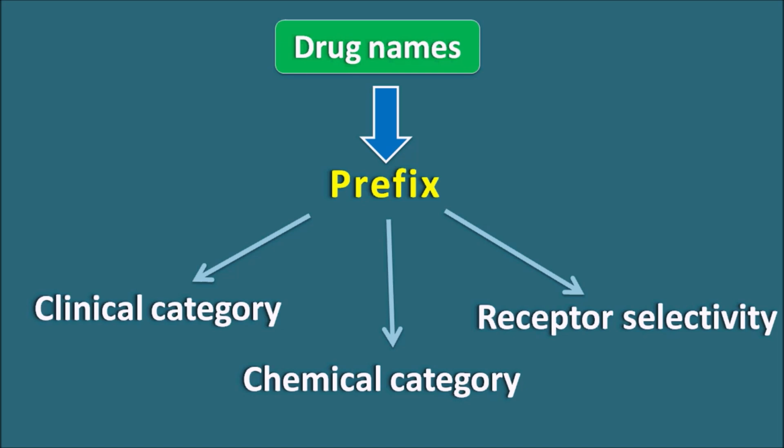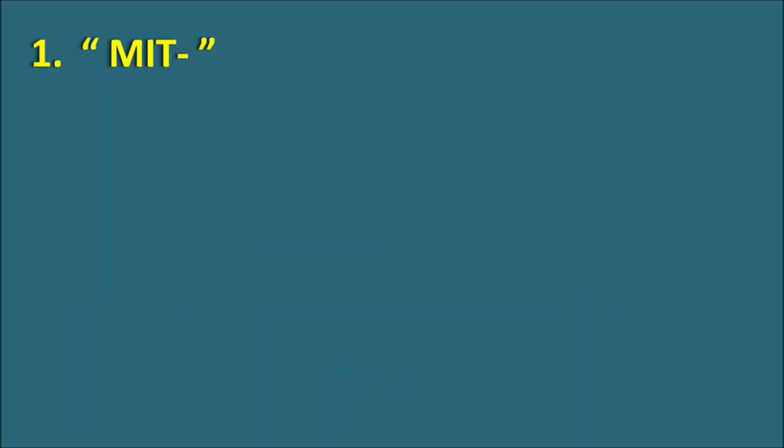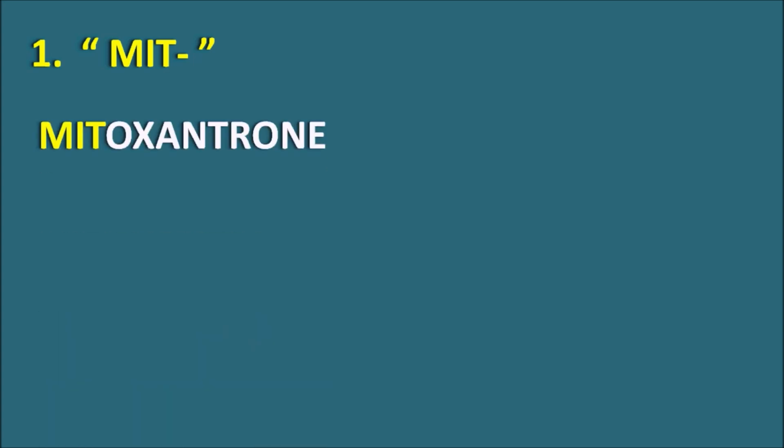Here we are not discussing the prefixes in alphabetical order, but based on the significance of the drugs having the different types of prefixes. So let us start one by one. The first one is the prefix MIT. Here we have two drugs which have the prefix MIT: mitoxantrone, and the second one is mitomycin.